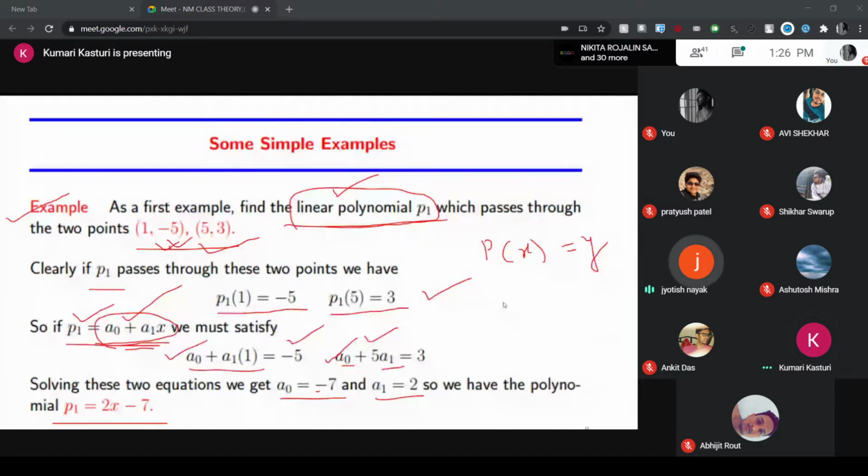Ma'am, where do you get this 1 and 5? Which one? No, this is the question given to you.